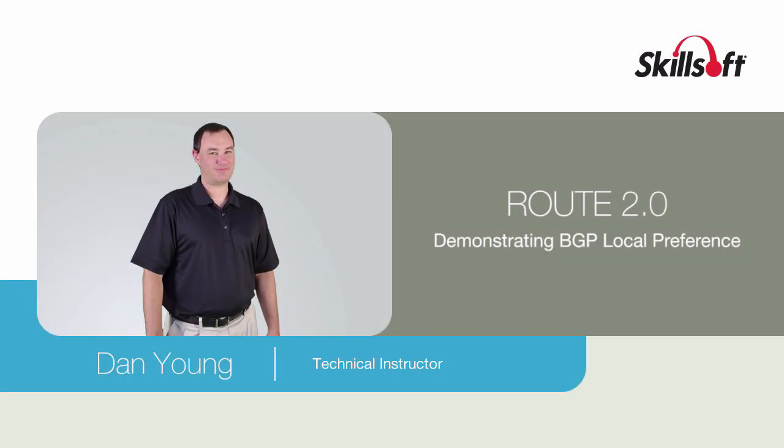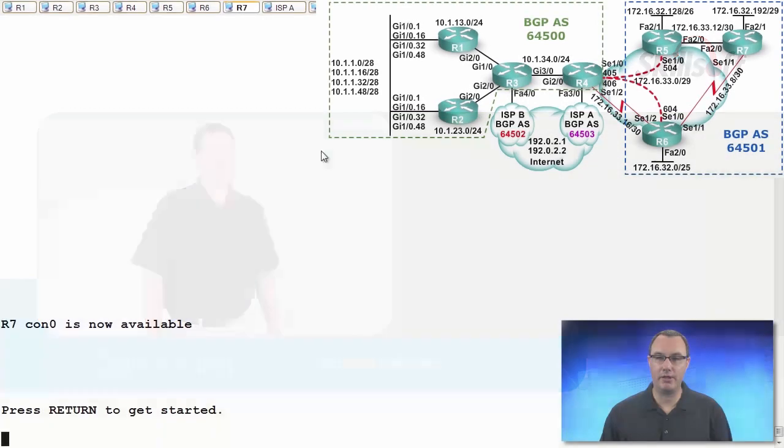I want to use local preference in my network. I'm going to be on R7, and I want to use local preference to choose which router I'm going to go up to. So I'm, in fact, going to influence how traffic is leaving Autonomous System 64501. Let's see what we can see right now.